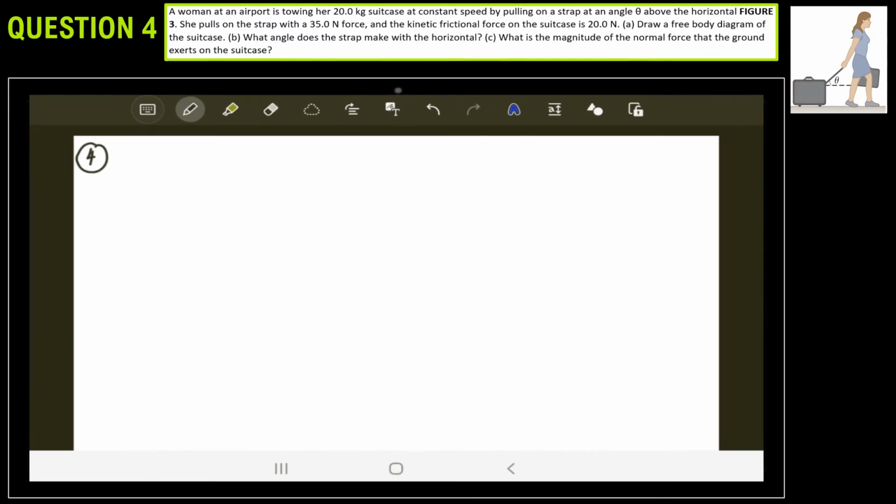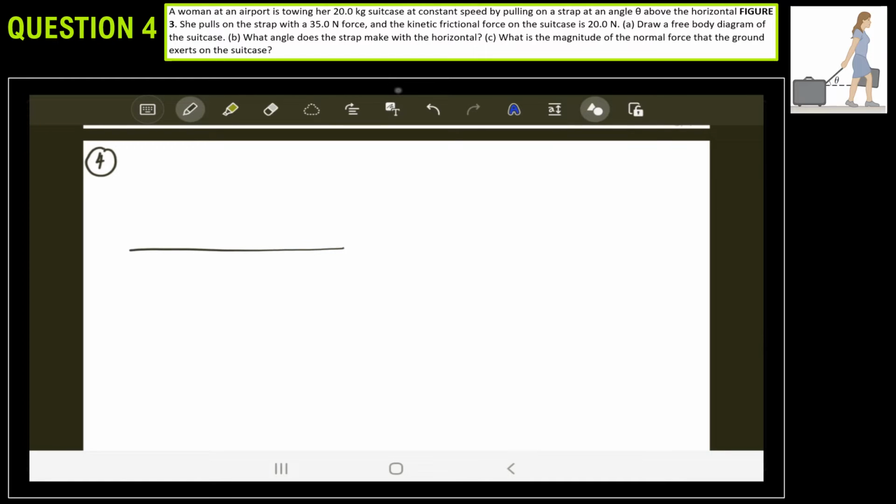Okay, question 4. We have a woman at an airport towing her 20 kg suitcase at constant speed. Alright, so let's draw. So this is the floor and this is the bag. And this is the arrow.